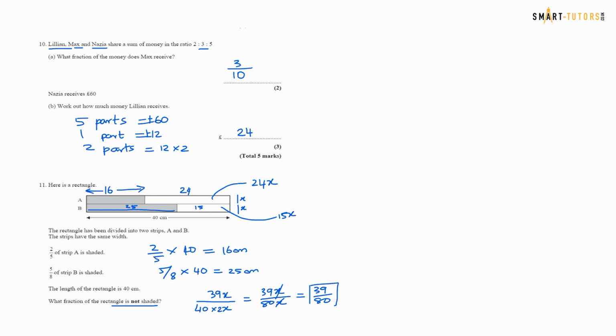So we will do it in a different way. So here 16 is shaded, 25 is shaded. So 16 times x is 16x is shaded, plus 25x is shaded. So 35, 41x area is shaded. Out of 40 times 2x is 80x. So x and x cancel. So 41 over 80 is the shaded part. But careful with the question, not shaded means 39 over 80 is not shaded. That is the answer for the question number 11.